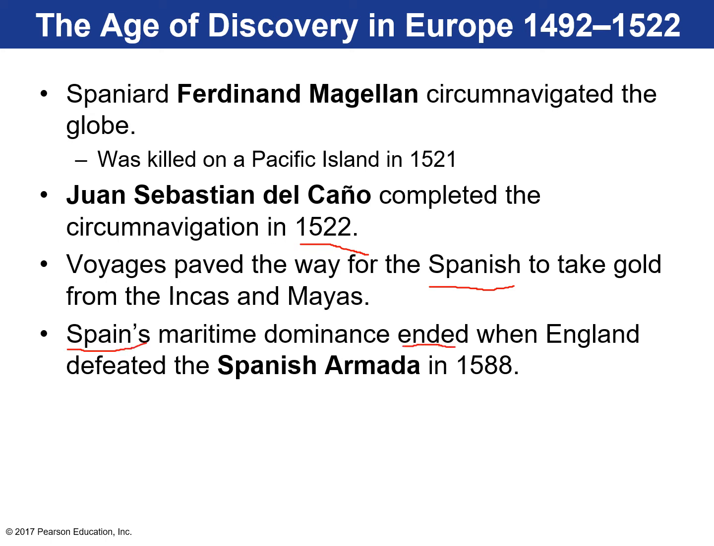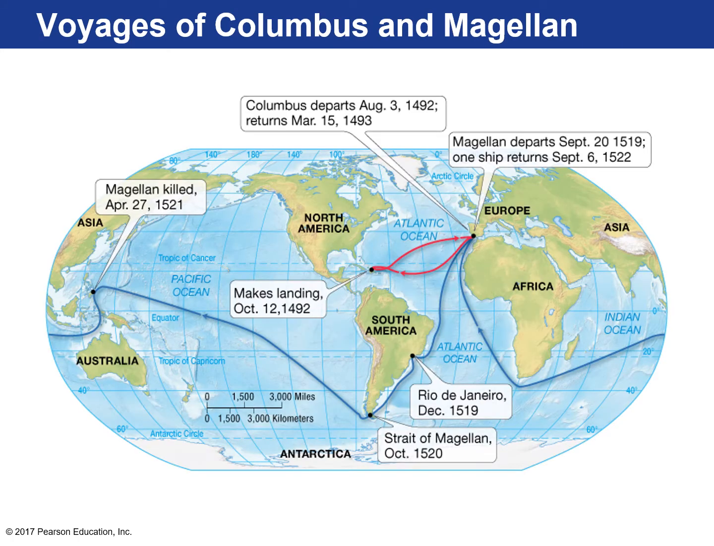ended when English and also Dutch ships, which were smaller and more maneuverable compared to the giant Spanish galleons, came along. What the English and Dutch essentially did was say, oh, okay, we'll just rob your ships, and they took all the gold that the Spanish took from people in the Americas. And so they defeated the Spanish Armada by 1588, and then England essentially became the world's colonial power at the time when they defeated the Spanish Armada.